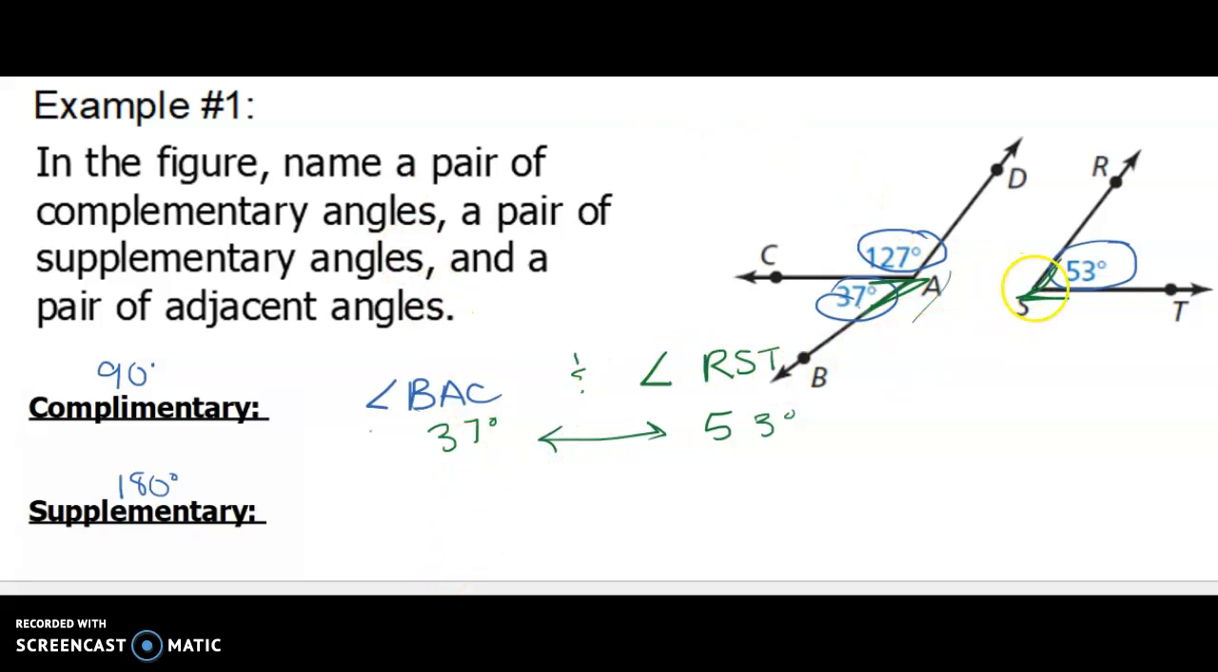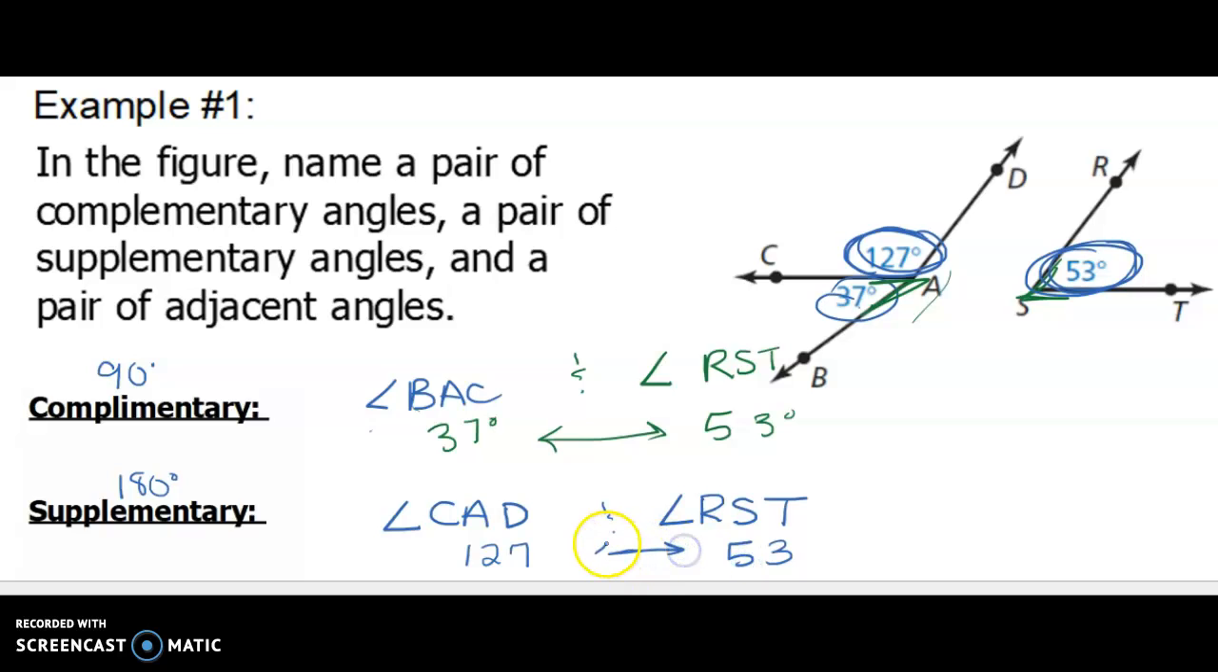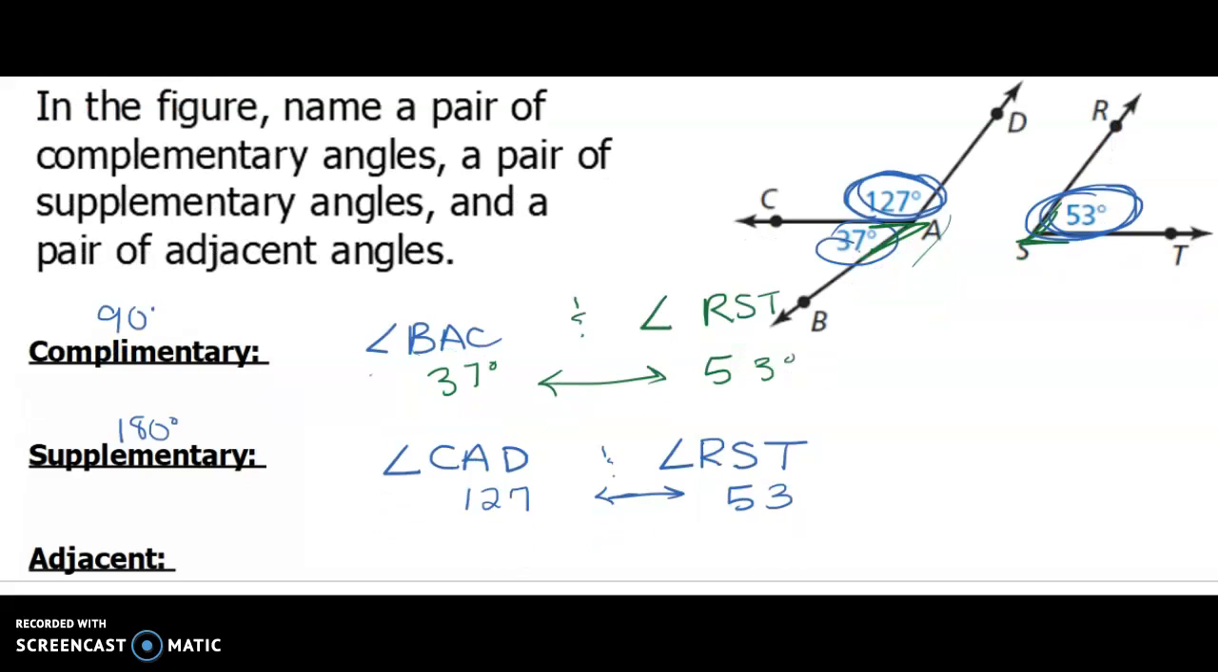All right, what about supplementary? Well, if we notice 127 and 53. So I could say angle CAD and angle RST would be supplementary. And the reason they're supplementary is because CAD is 127, RST is 53, and when you add these together, they make 180. All right, now let's find a pair of adjacent angles.